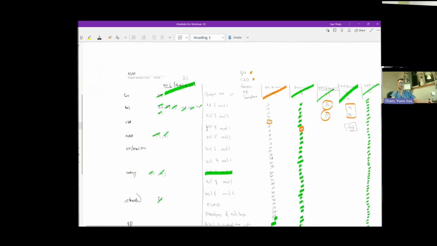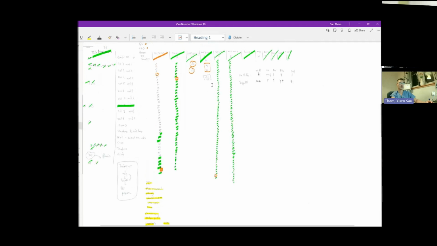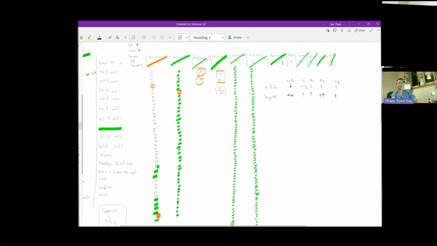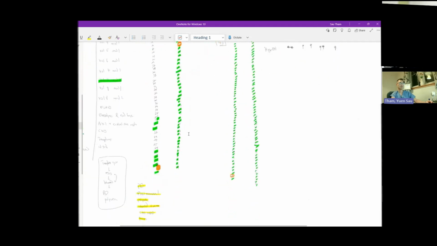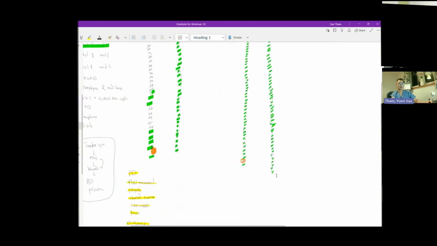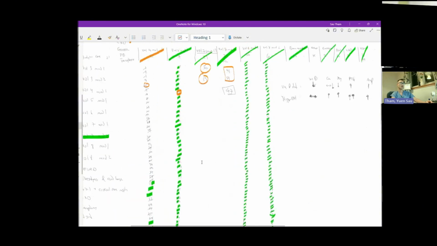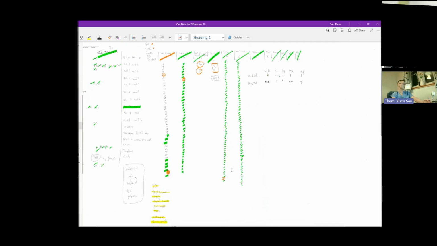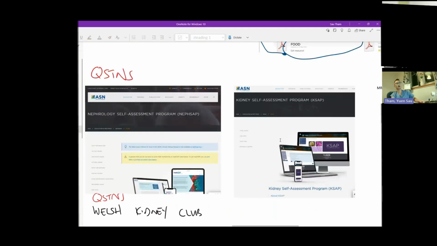So this is my KSAP. You can see there were several issues: 1, 2, 3, 4, 5, 6, 7, 8, 9, 10. Roughly 10, and this one had 74, 75 questions. So you have easily 500 questions in KSAP itself. Oh, I'm going to do this. And that's all the questions you need to do.